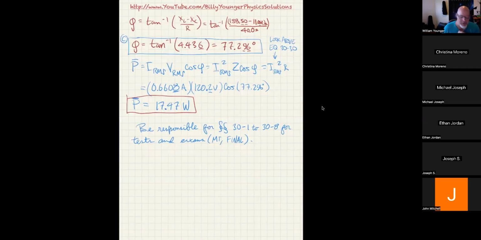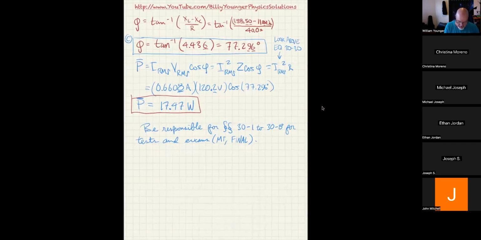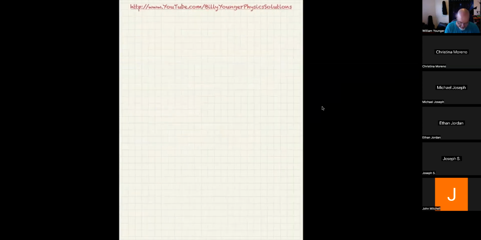All right, so I'm going to tell you something else now. We're going to go ahead and start into chapter 31. So let me flip pages, and I'm going to say chapter 31. Now, chapter 31 is about Maxwell's equations. And I'll start off by telling you that the closed integral of E dot dA is equal to Q over epsilon naught. That's Gauss's law.